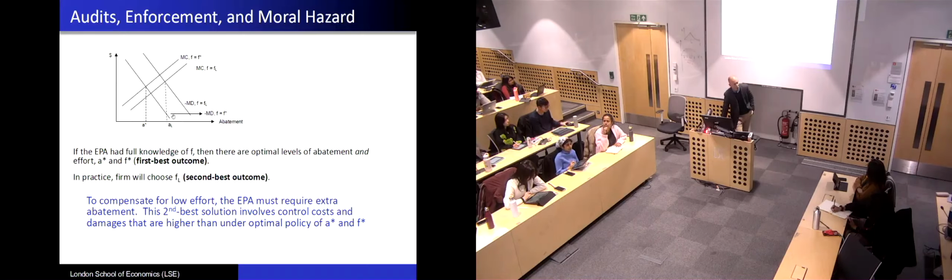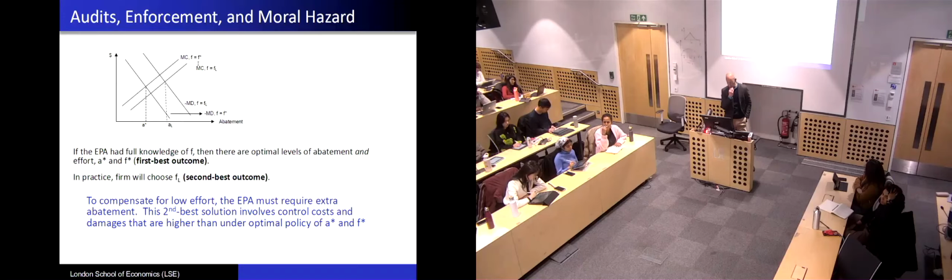Sorry, this is why I'm not following. Why are the damages higher? The last sentence says this second best solution involves control costs and damages that are higher than under optimal. Oh, okay, sorry, here. Or it's like the marginal damages. Oh, I see what you mean. Hold on, let me think. The total environmental damages are higher, but the marginal damages. Let me see what I'm trying to say here. The second best solution involves control costs and damages.